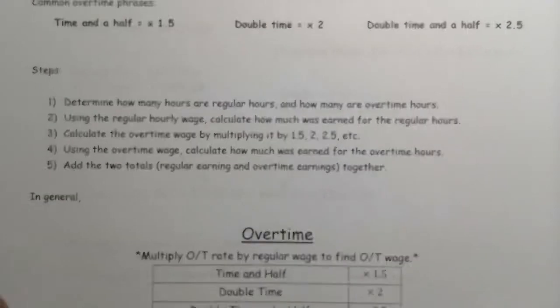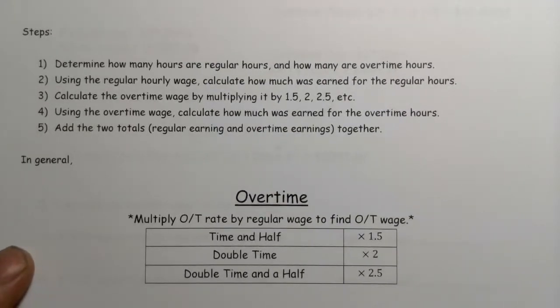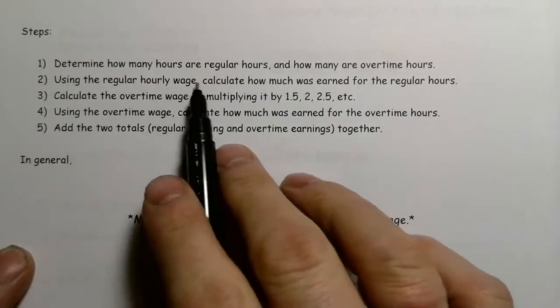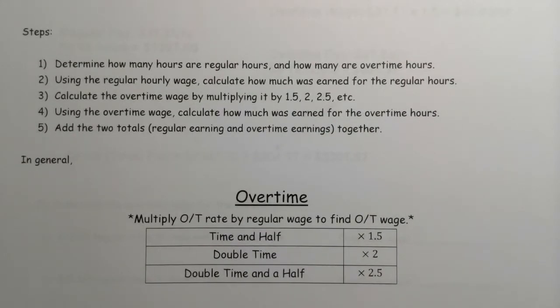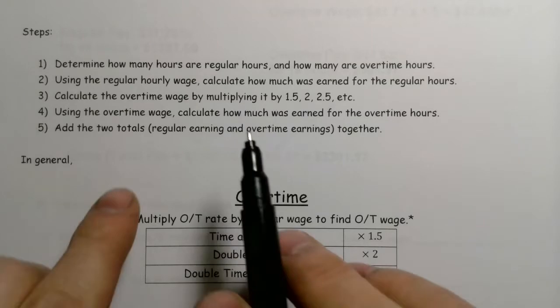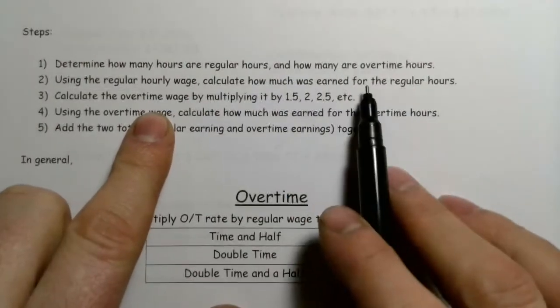So here we go. Here's how we're going to calculate this. We'll leave it up like this so you can see everything. First of all, you determine how many hours are regular hours and how many are overtime hours. So you've got to know what the agreed upon regular work hours are for that week. Then, using the regular hourly wage, you calculate how much you earned for the regular hours. So you multiply the number of hours you worked in the regular time, once you've used up all that time, to figure out how much you're going to get paid for that. Then we're going to figure out with the overtime hours what's left over.